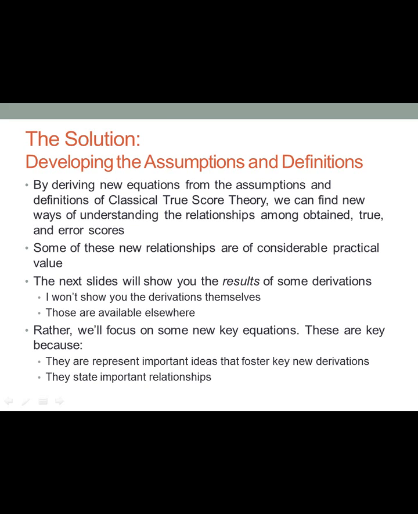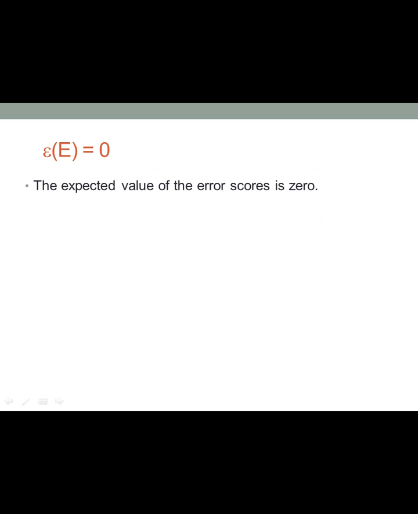They state important relationships. So the first one we'll look at is this one. The expected value of the error scores equals 0. And this rather simple statement helps us understand why, if we take a person and take their obtained score on a test multiple times, it's going to equal the true score, because, well, over time, that error score is going to average out to a 0.